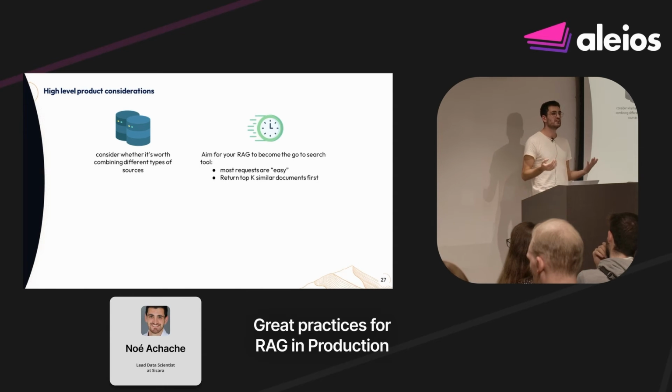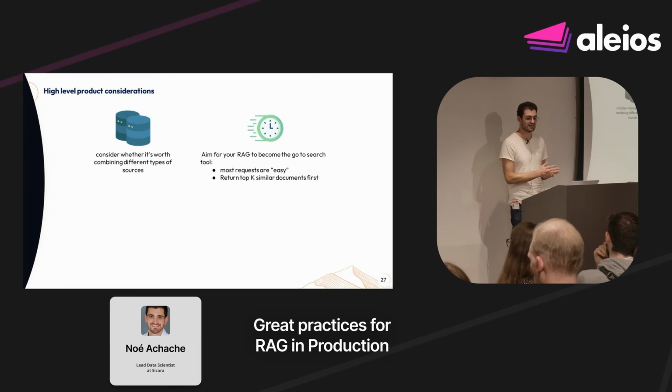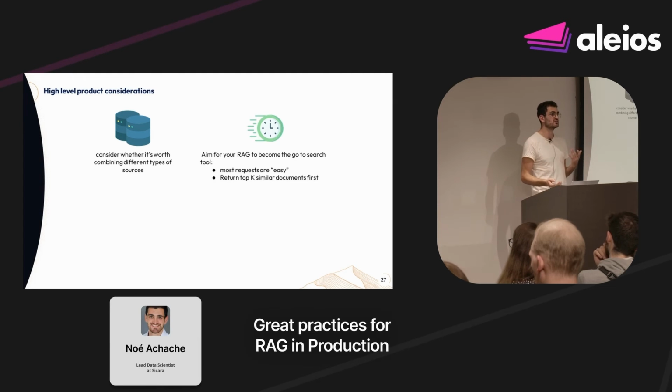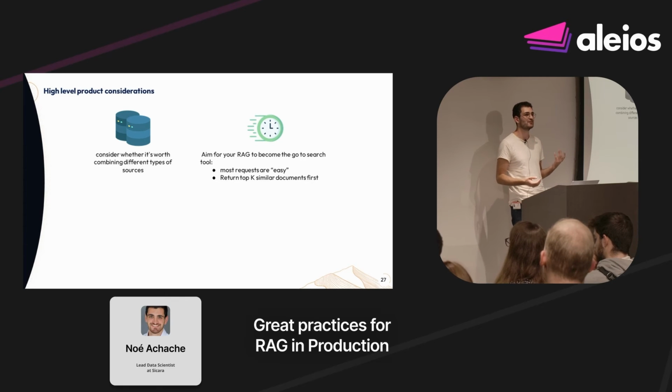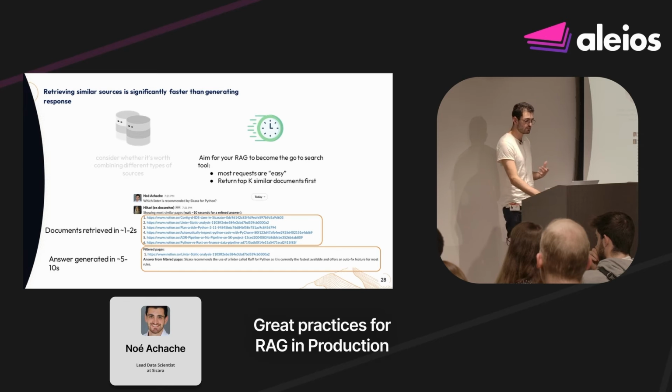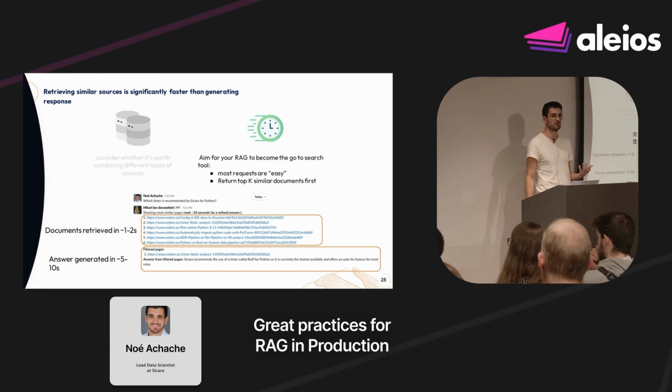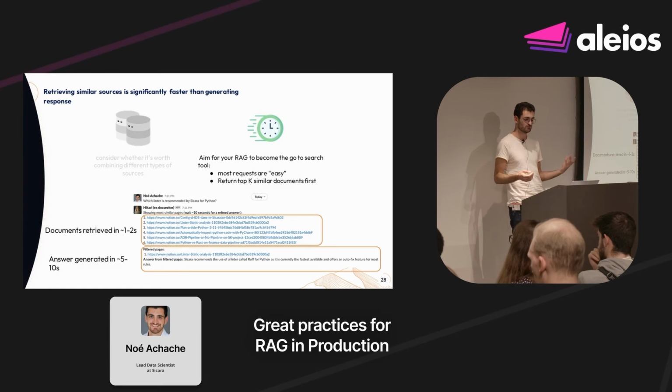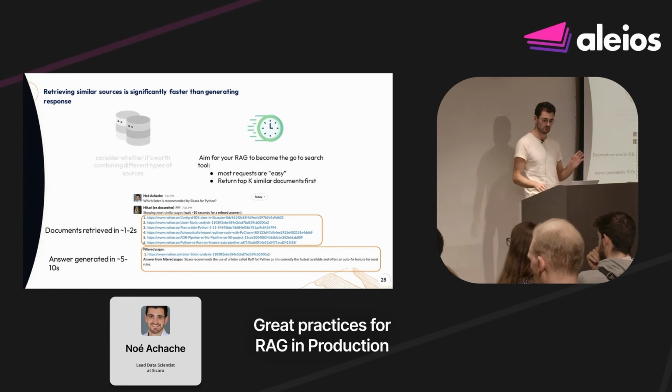And when it becomes the go-to tool, you'll notice that most requests are easy. And when requests are easy, people don't care about the generated answer. They just want the related document to make it faster. They don't want to wait 10 seconds every time. So if you remember from this example, the documents retrieved took a couple seconds to arrive, while the generated answer can take a very long time to arrive. So really return the top K documents first, so that if your users don't care about the generated answer, they can just click on it and don't have to wait for the generated answer.